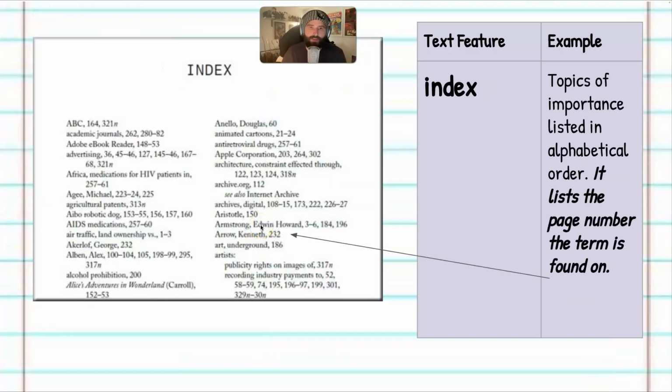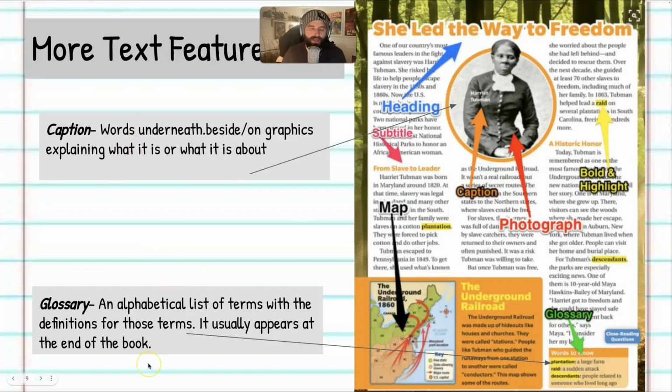An index, I feel like it's been burned into our brains since we were younger, but topics of importance listed in alphabetical order. It lists the page number the term is found on. So we have arrow. All of these, you'll notice, are an important part of the text of the book, and then it'll give you the page number of where to find wherever something like that is mentioned. So you have like Apple Corporation, 203, 264, 302. On all three of those pages, this is talked about.